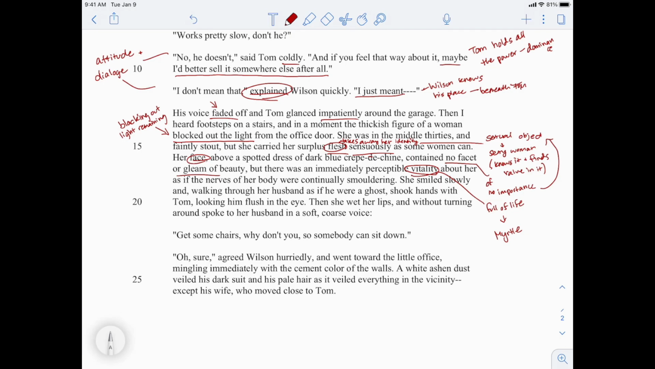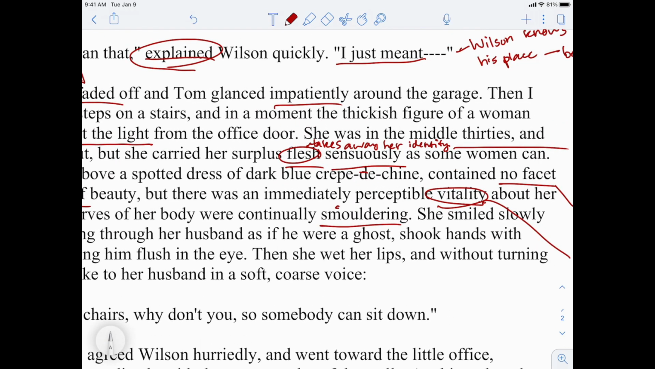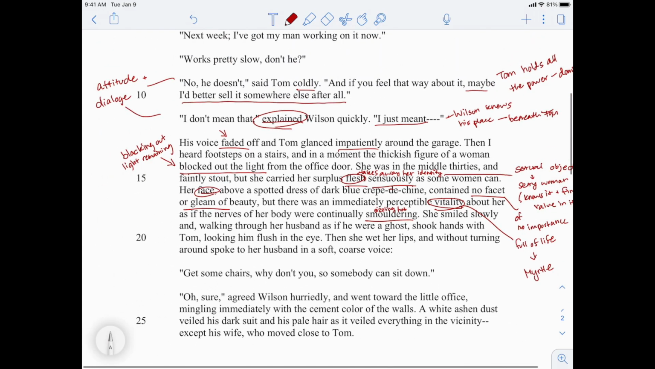"There was an immediately perceptible vitality about her, as if the nerves of her body were continually smoldering." Smoldering means sizzling hot, right? "She smiled slowly." Again, she's doing this in a seductive way. "And walking through her husband as if he were a ghost, shook hands with Tom." Okay, so clearly, where are her priorities? Is it with her husband, who she views as a ghost, or with Tom?